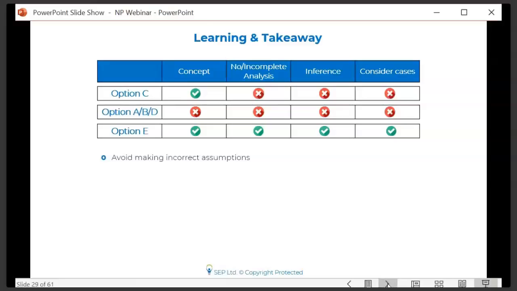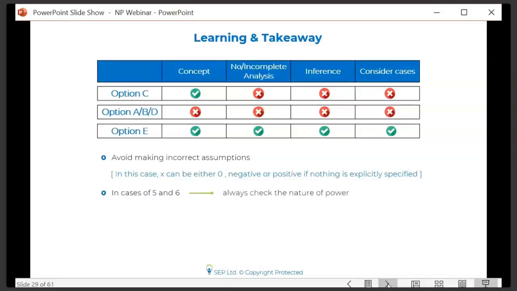So my final takeaway from this question is you need to avoid making incorrect assumptions. Don't just look at x and think that if x is an integer, it has to be positive. Always keep in mind if it's just given as an integer, it could be 0, negative, or positive if nothing is explicitly mentioned. Also, in the case of 5 and 6, especially when you're dealing with unit digits, don't just jump to the conclusion that the unit digit will be 5 or 6. Always check the nature of the power and then mark your answer. Okay, so I hope it's perfectly clear, guys.